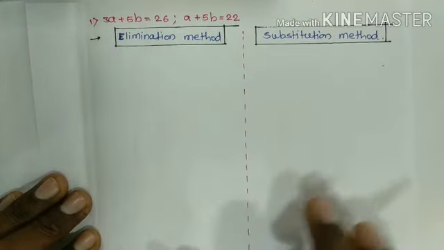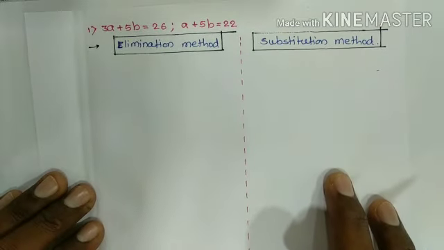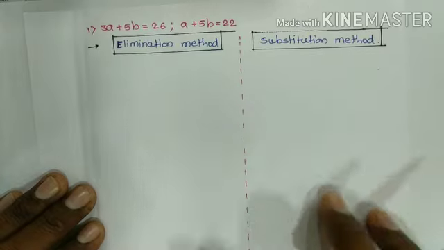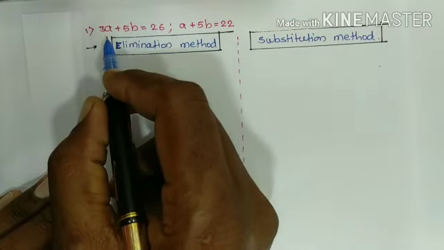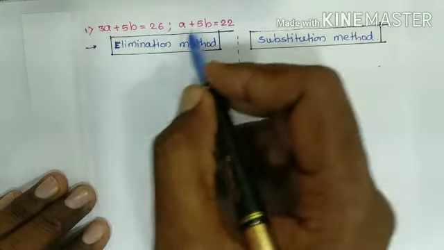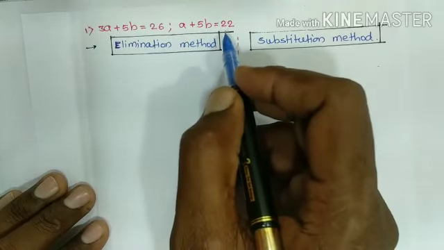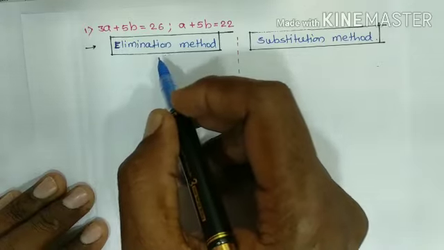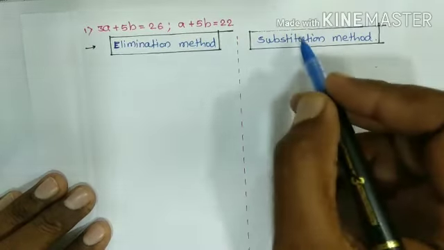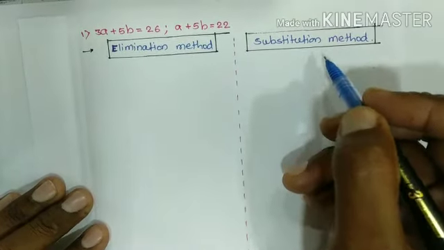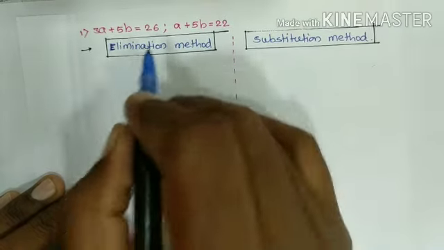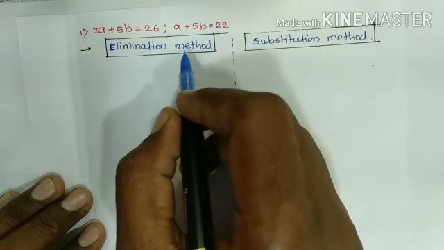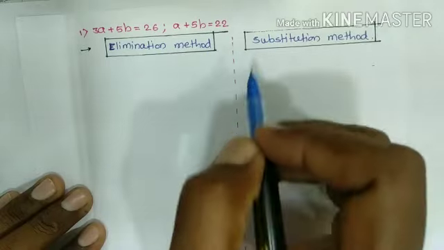Now the second question is to solve the following simultaneous equations. The first example is 3a plus 5b equals 26 and a plus 5b equals 22. Here we solve this example by both methods, the elimination method and the substitution method. In the exam, we have to solve this example by any one of these methods.